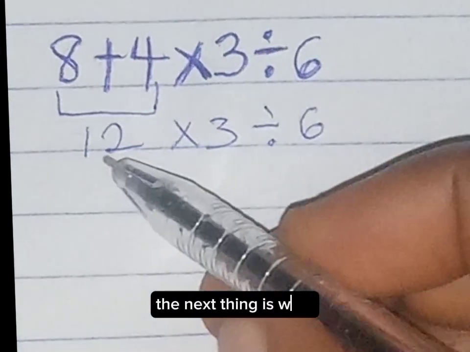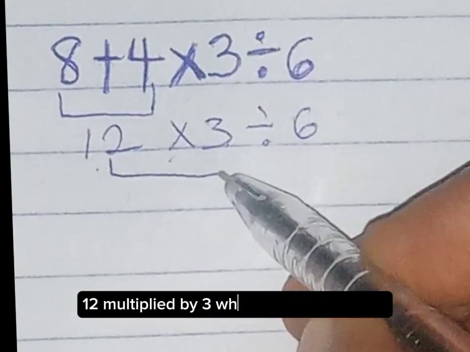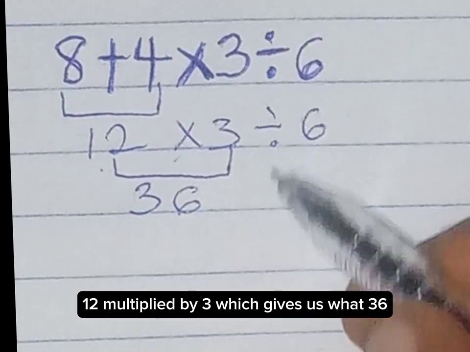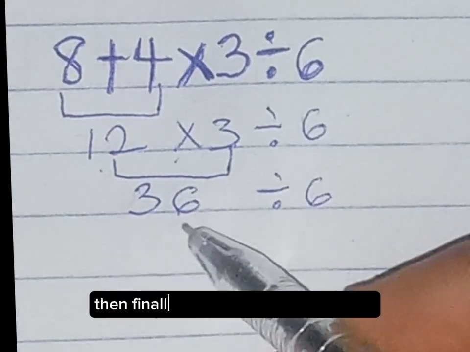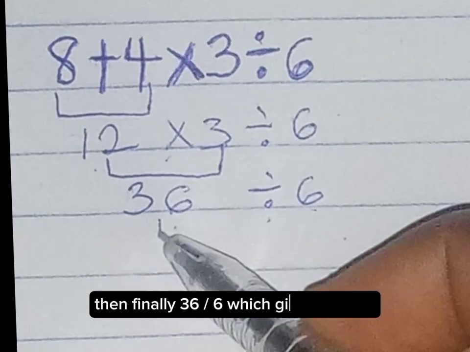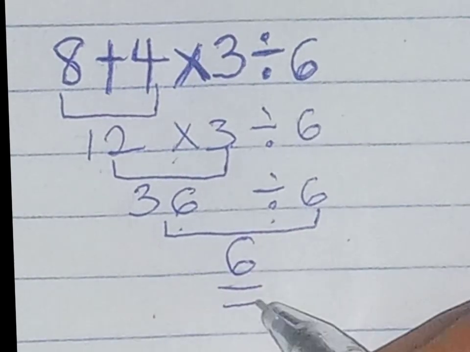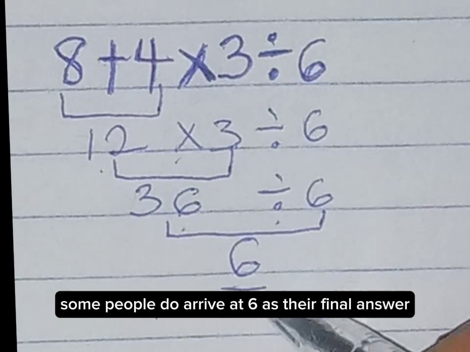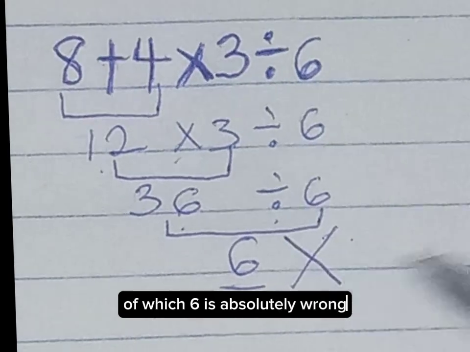The next thing is what? 12 multiplied by 3, which gives us what? 36. Then finally, 36 divided by 6, which gives us what? 6. Some people do arrive at 6 as their final answer, of which 6 is absolutely wrong.